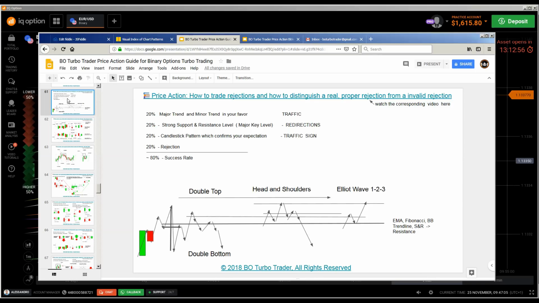Sometimes it's better to not wait for a rejection and enter on a better entry point if you know price will move in this kind of direction. If you are at a key level, it's obviously better to wait for a rejection to see if this kind of support and resistance level is still holding. But mostly rejections are used to trap those traders. And that is why it's called the real and proper rejection and a false, invalid rejection.